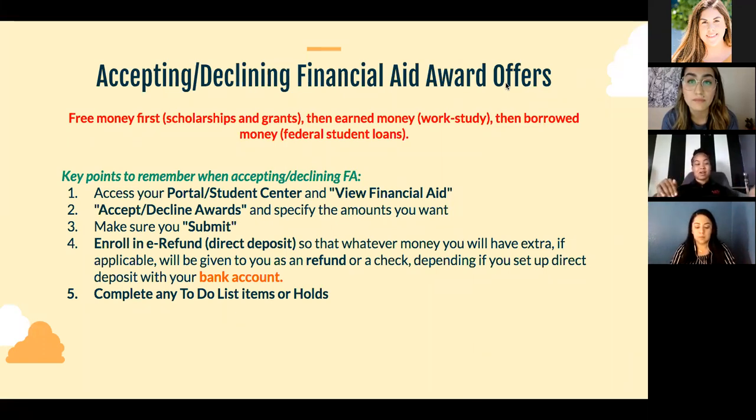And then the fourth step is to enroll in what I talked about earlier, the e-refund, which is the direct deposit, so that if you do have extra money, you can be given that money as a refund or in the form of a check. So make sure that you do that and create your bank account. And then the final, or fifth, step would be to complete any to-do list items or holds. So I'll show you on the screen where that section will be for the to-do list items and holds.